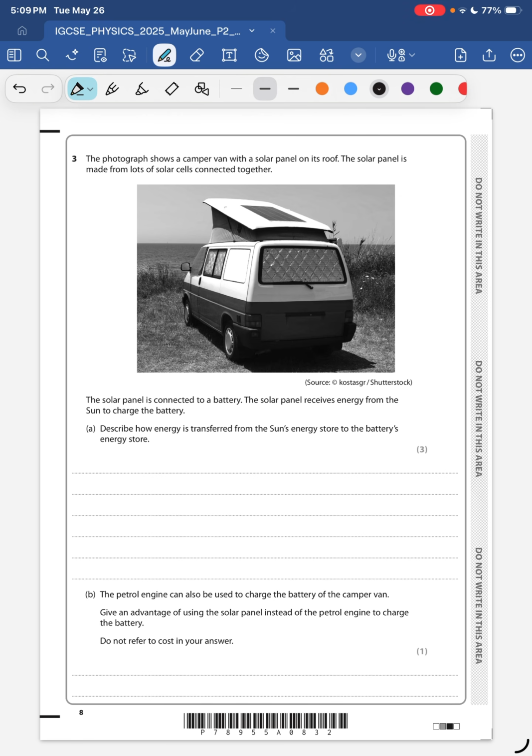Question 3. The photograph shows a camper van with a solar panel on its roof. The solar panel is made from lots of solar cells connected together.